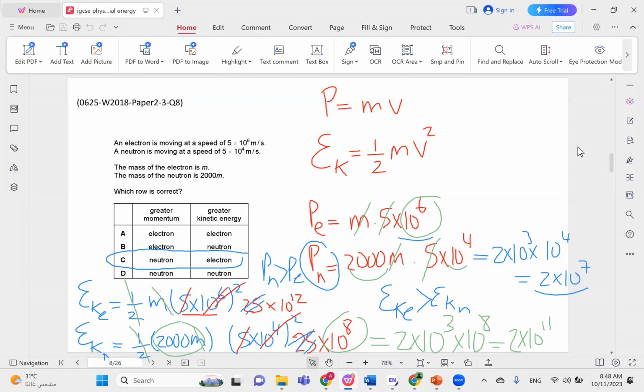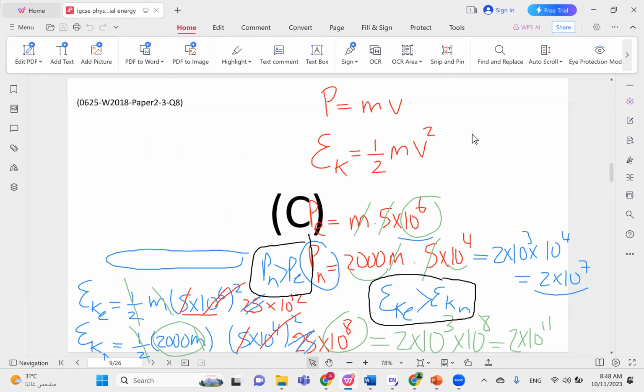Based on what? Based on these two findings here, momentum of the neutron is greater and kinetic energy of the electron is greater. So the correct choice here is choice C.